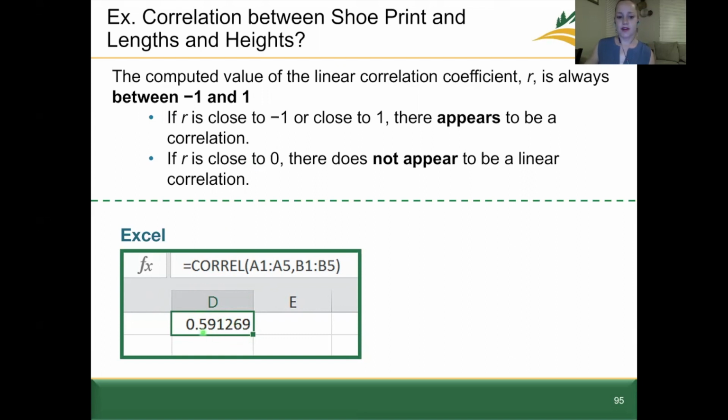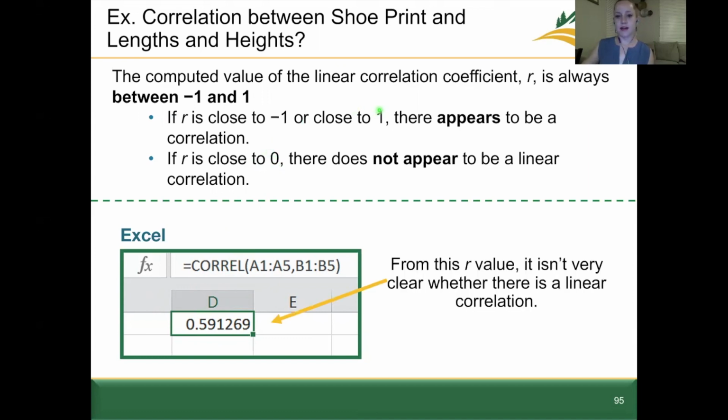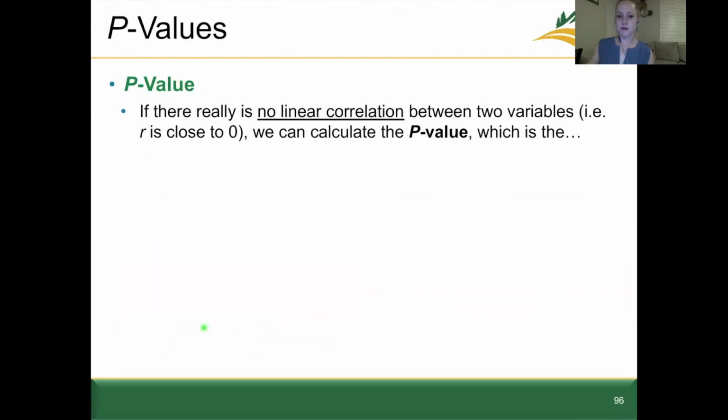Now, do we think 0.59 is close to 0 or is it close to +1? Well, it's pretty difficult to tell here from this R value. It's not very clear whether there is a correlation or not because 0.59 could technically be rounded up to 1, but again, it's very difficult to tell if this is closer to 0 or closer to 1. To say with more certainty, this value of 0.99, we could definitely say that is close to 1, but a value like 0.59, we can't say that's that close to 1. So in cases like this, we introduce the concept of a p-value.